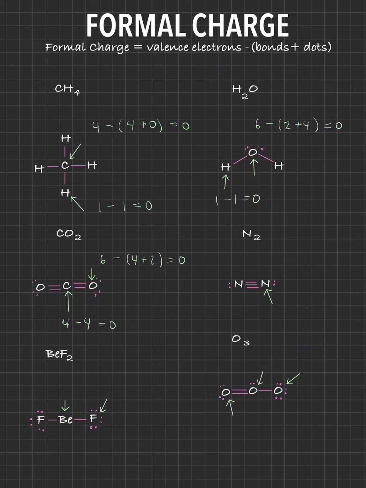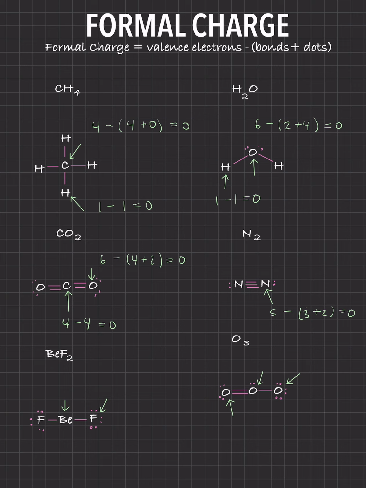So nitrogen is 5 valence electrons minus how many lines? I see 3 lines, a triple bond. How many dots do I have? I see 2. So 5 minus 5 is equal to 0. Okay, again, the nitrogen on the right is the same as the nitrogen on the left. So they're going to have the same formal charge.